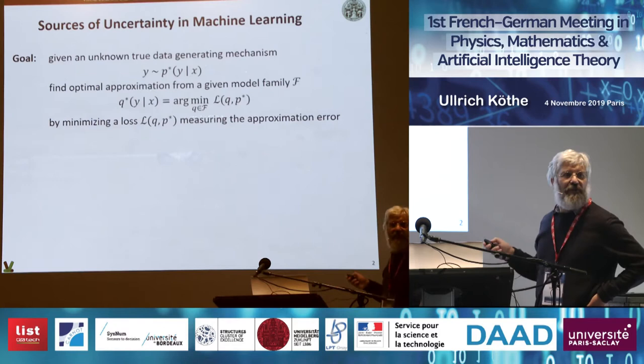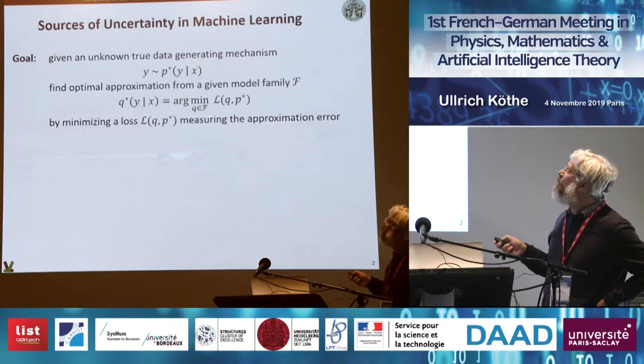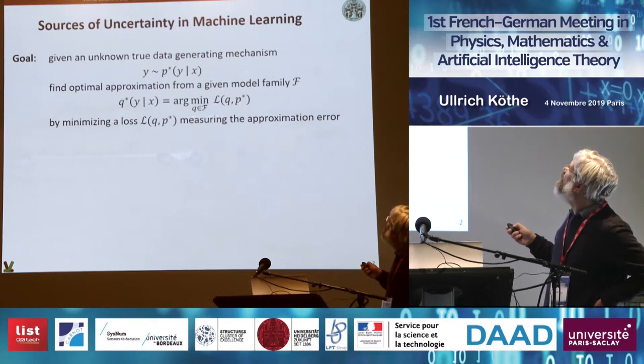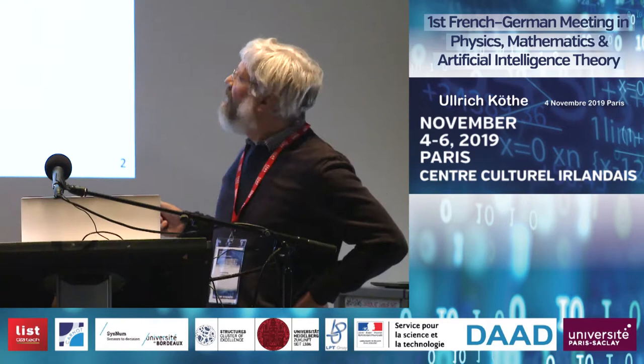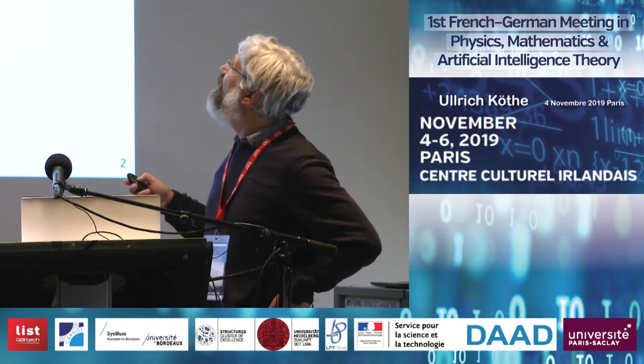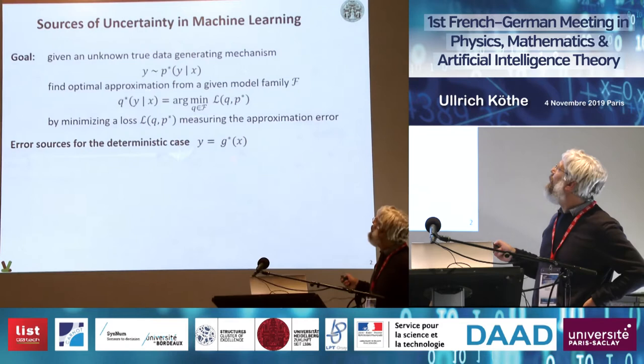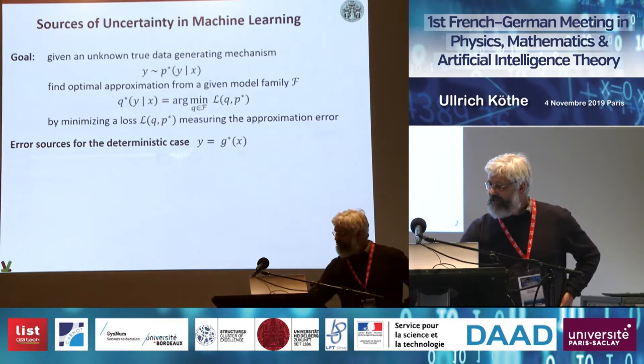We can only obtain an approximation q star, the best possible approximation of this p, and we do this by minimizing some loss function between q and p. That's the general approach. First I simplify a bit. I do not consider a probabilistic mapping from x to y, but a deterministic mapping, a function g star that gives the y given x.